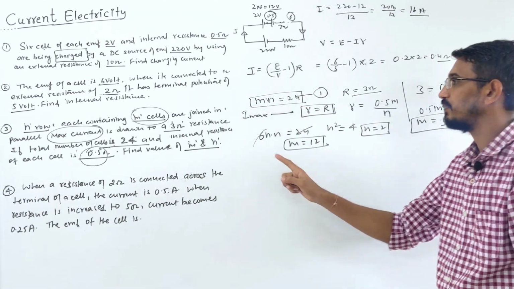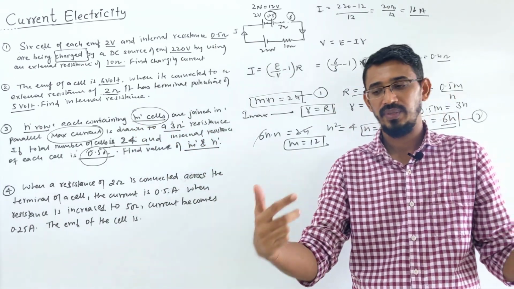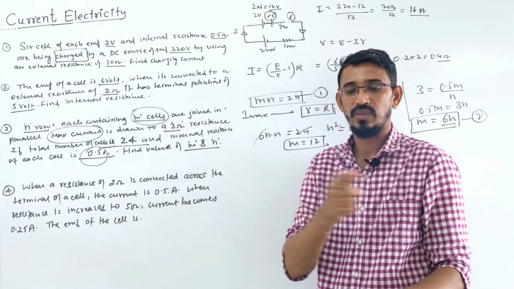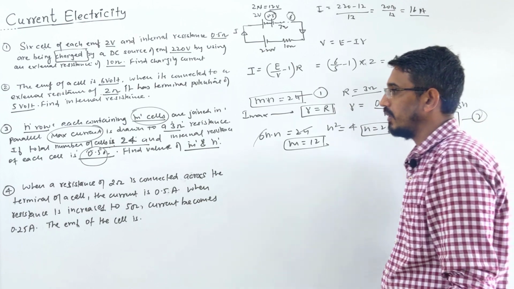Yes. So it means what? Each row has 12 cells in series and we have 2 similar rows, right? 12 cells. Correct? Okay. Let's see the next question.